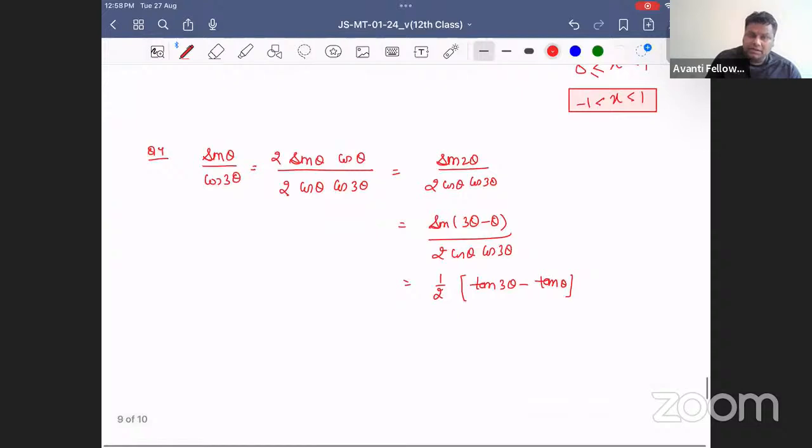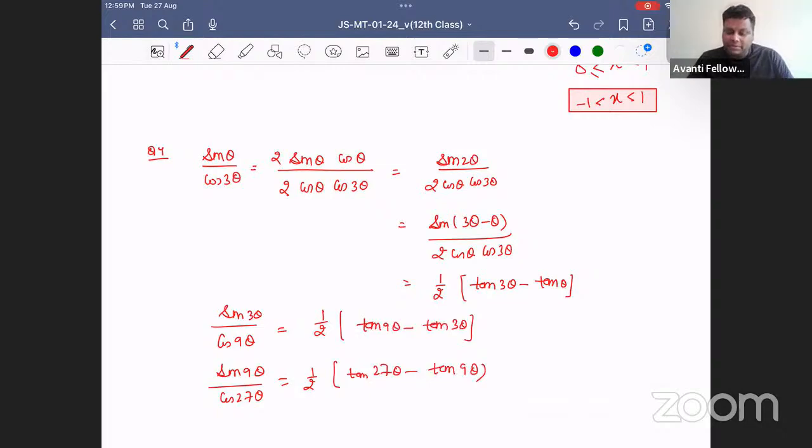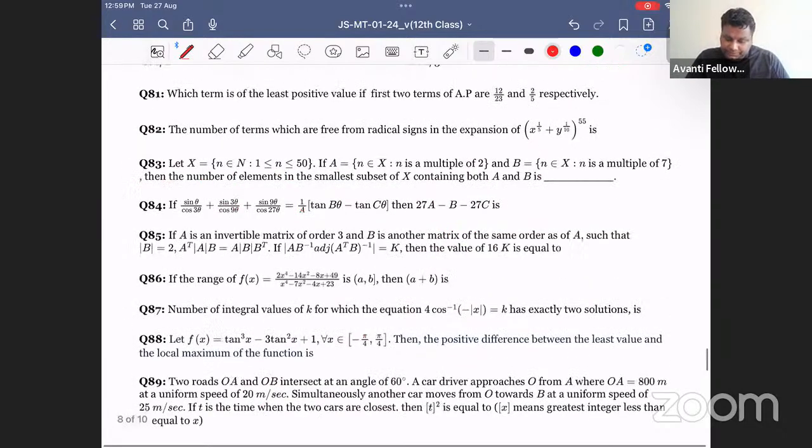Am I correct? Similarly, if I go with sine 3 theta upon cos 9 theta, that will be half of (tan 9 theta minus tan 3 theta). And similarly, sine 9 theta upon cos 27 theta will be half of (tan 27 theta minus tan 9 theta). Alright, now you add all of them and you will get what you require.